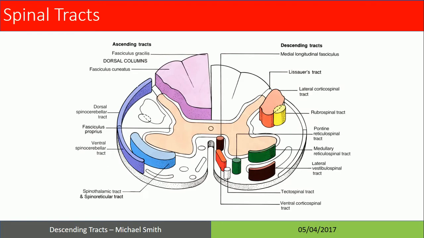As with the ascending tracts, it's important to be able to understand and recognize this diagram and work out if you had a lesion, say affecting this anterior portion, what effect you'd see on the patient because of the tracts that would be affected. This might seem intimidating at the moment, but hopefully this video will help explain what the different tracts do and where each one is, so then you can bring them together more easily.